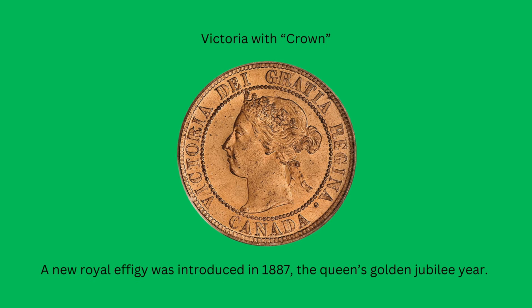Our second effigy is still Queen Victoria. It's Victoria with a crown. A new royal effigy was introduced in 1887, the Queen's Golden Jubilee year.